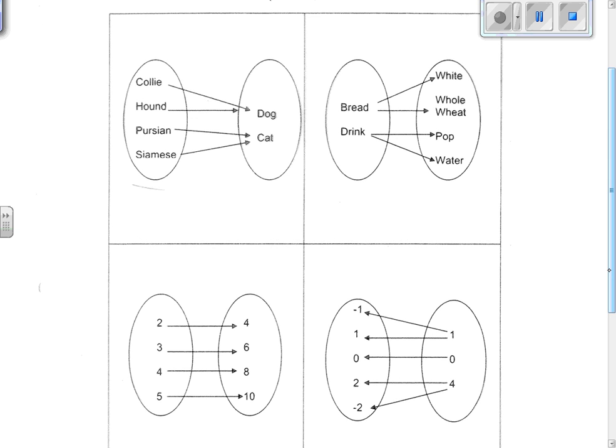Of these four, which are functions and which are not? The one on the top left is a function. Each of those on the left maps onto one thing on the right. But on the top right, it is not a function because bread maps onto two things and drink maps onto two things. At the bottom left, that is also a function. Each one on the left maps onto one thing on the right. Notice that our arrows are going in a different direction for the bottom right slide. So these are our x values mapping onto our y values. And this is not a function because 4 maps onto two different answers.